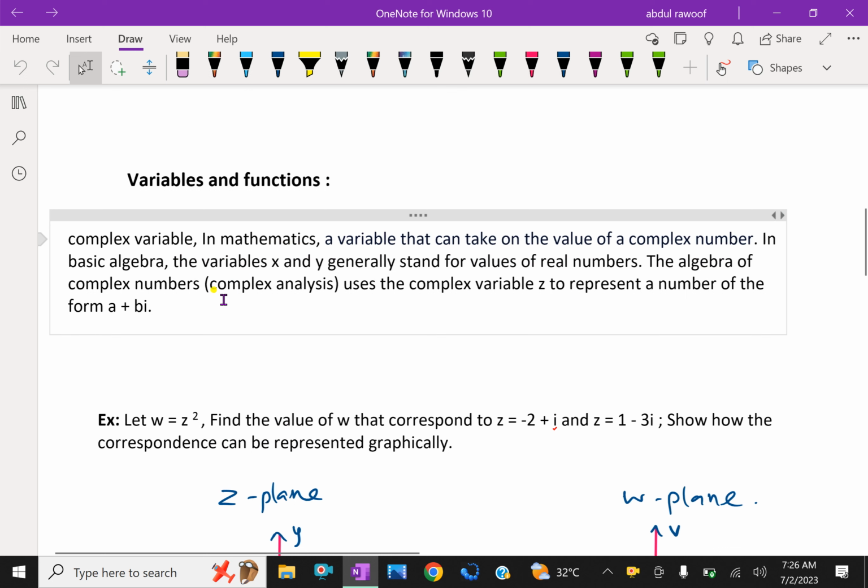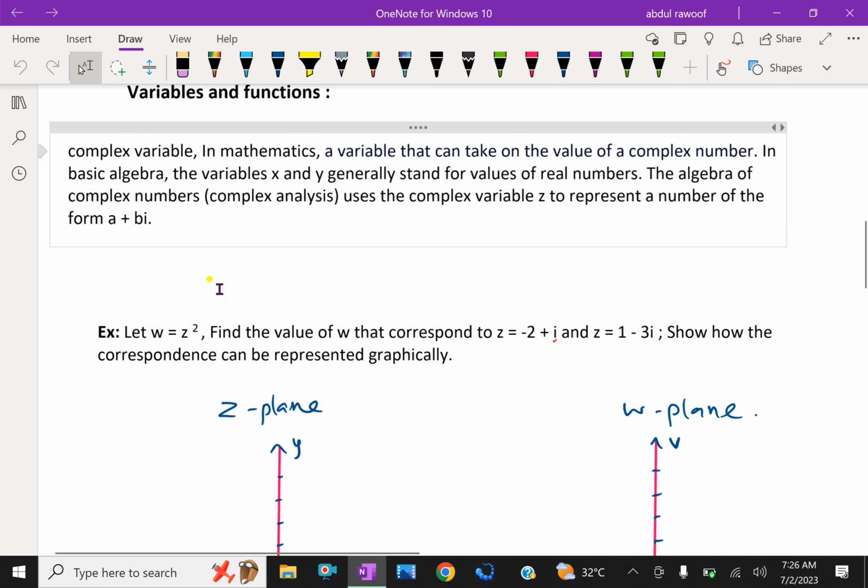In basic algebra, the variables x and y generally stand for values of real numbers. The algebra of complex numbers, that is complex analysis, uses the complex variable z to represent a number of the form a plus bi, where a and b are real numbers.